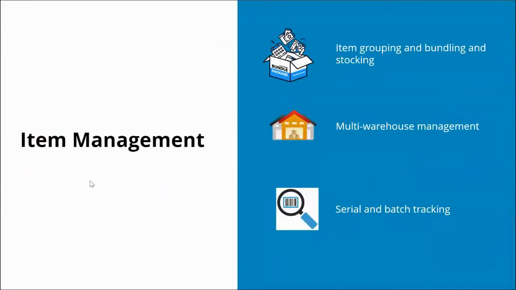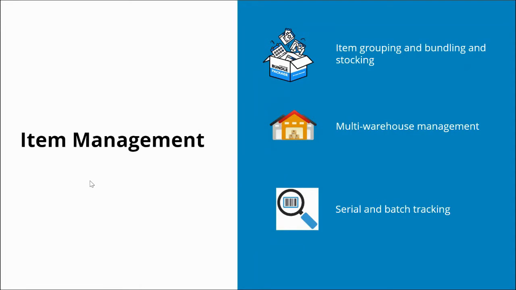First one is item management. Under this item management, we have different categories. You can create items and group the items, and do bundling. You can group the items based on the categories and based on the attributes that they belong to. And if your organization has multiple warehouses, you can stock your items in multiple warehouses, and you can monitor the stock transfer that happens between the items in different warehouses.